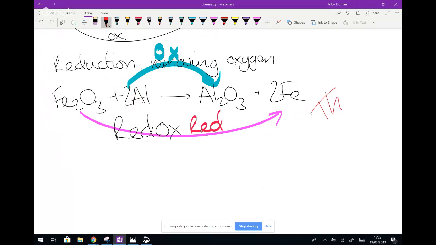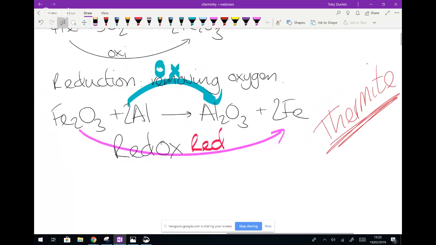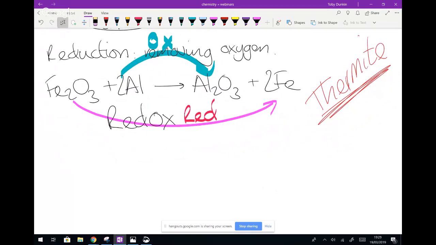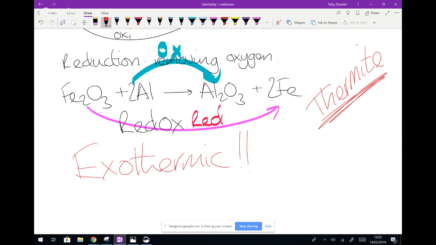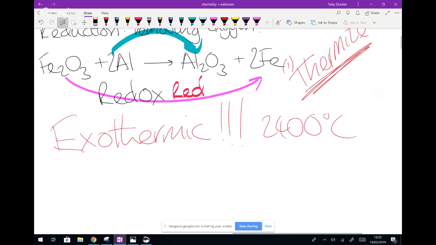Now, this equation, folks, is actually quite important because this reaction, which I'm going to do in red, is called the thermite reaction. And this makes an appearance in a good 2 out of 3 papers. The reason is that it's a rather special reaction. It is incredibly exothermic, which means it gives out a vast amount of heat. In fact, so much heat, give or take about 2,400 Celsius, and it produces liquid iron. You will have seen this on YouTube, and if you haven't, please look it up. They're brilliant videos.